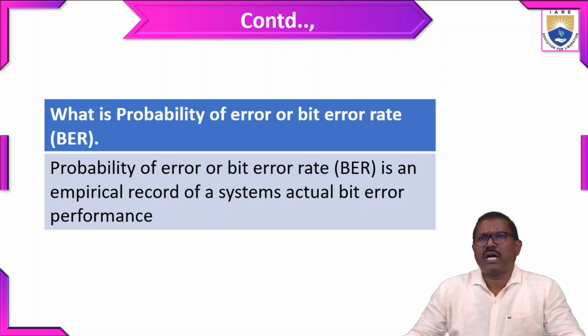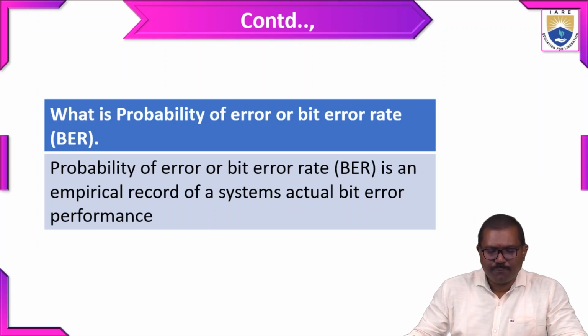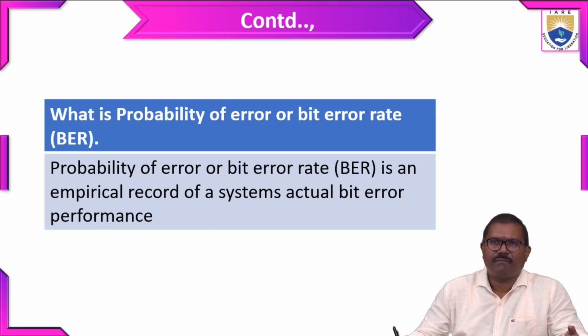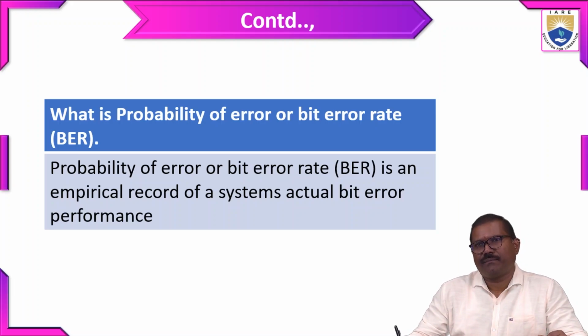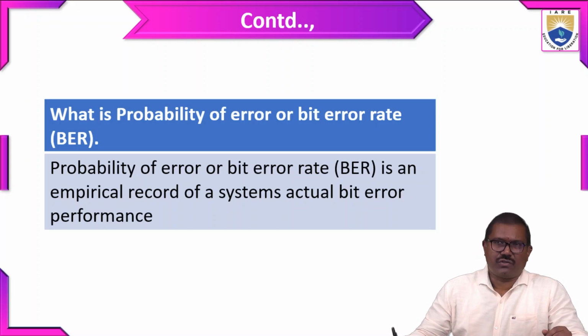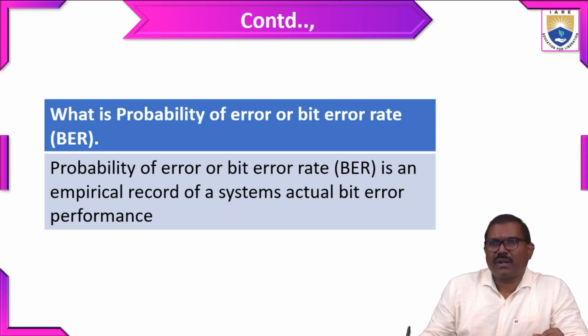So BER, bit error rate, is an empirical record of a system's actual bit error performance. In digital communications, we calculate the performance of the system by BER, whereas in analog communication, we judge the performance of the system by SNR, signal to noise ratio. But here we are taking the bit error rate.